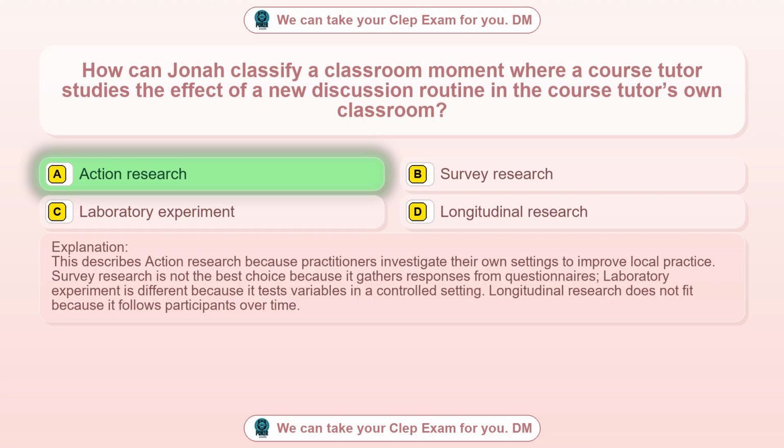This describes action research because practitioners investigate their own settings to improve local practice. Survey research is not the best choice because it gathers responses from questionnaires. Laboratory experiment is different because it tests variables in a controlled setting. Longitudinal research does not fit because it follows participants over time.